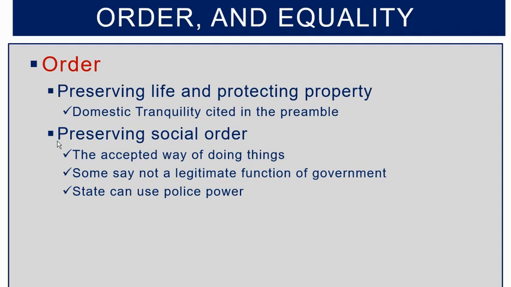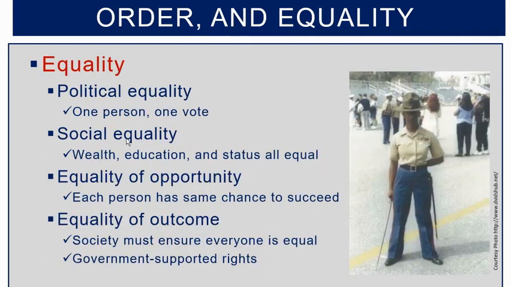Some say that preserving the social order is not a legitimate function of the government. In other words, how does the government have the right to tell someone, hey, you can't marry the person you want to marry? In order to preserve social order, the state sometimes has to use police power to do that. So if someone wanted to do something that was illegal, the state would use police power to stop that, even if it is a measure of social order.